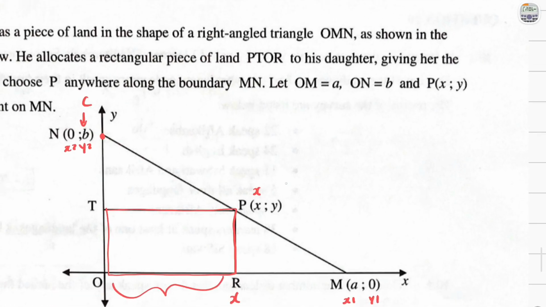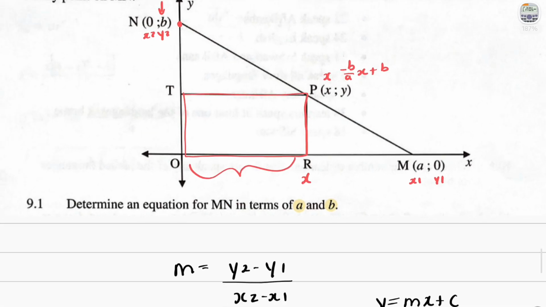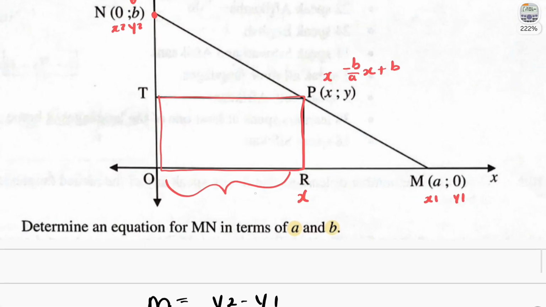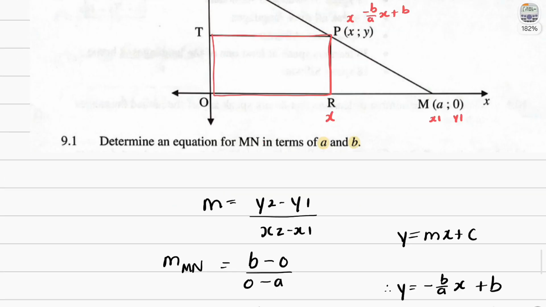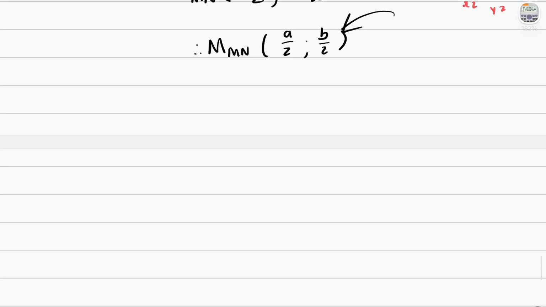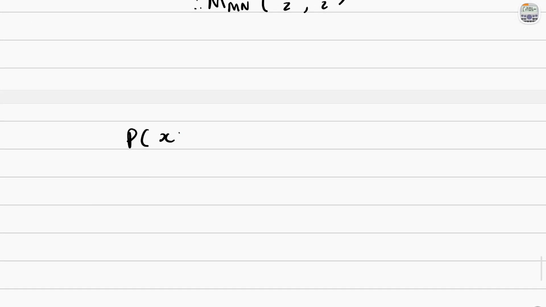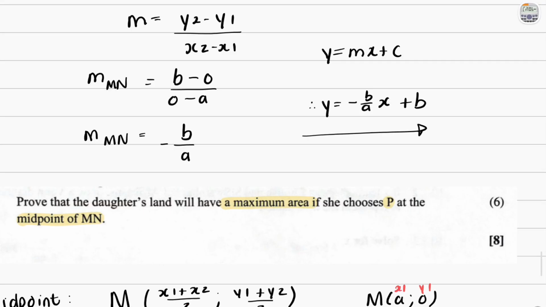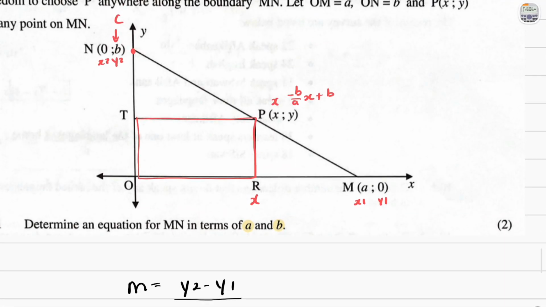So y is that point, negative b over a x plus b. That's what we're going to do. So what that would mean is we can just write that first. Tell them that P is this point x, and the y value is negative b over a x plus b. And now we can finally tell them what the length of these sides are.